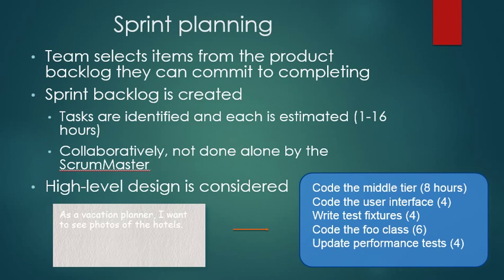Sprint planning. The team selects items from the product backlog they can commit to completing. The sprint backlog is created. Tasks are identified and each is estimated at 1 to 16 hours. This is done collaboratively, not alone by the Scrum Master. High-level design is considered.